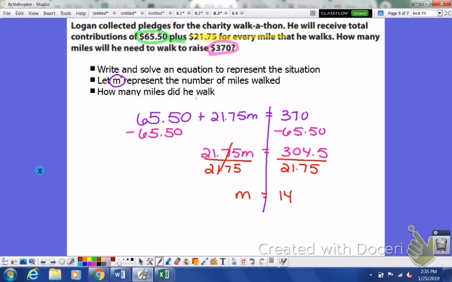How many miles did he walk? So we must label it 14 miles. There we go. Remember, you can substitute this back in to make sure that it works, but I'll tell you right now that it does work. All right, that is the end of section 3.